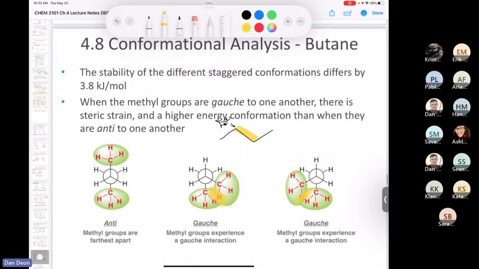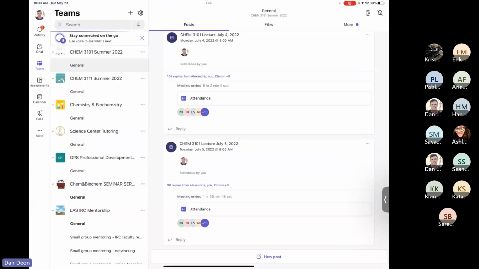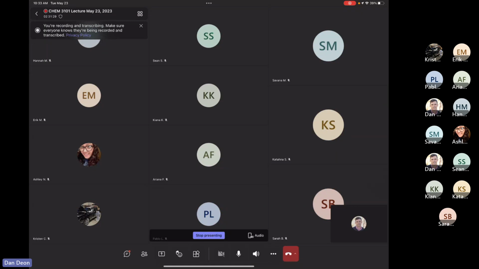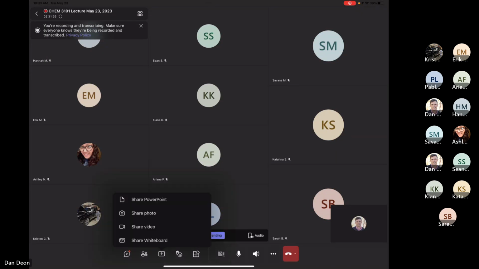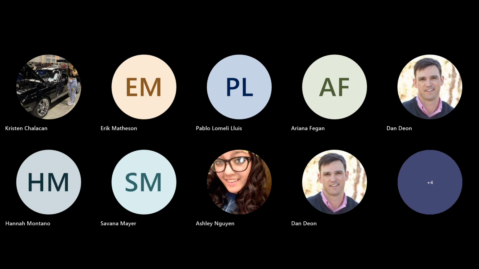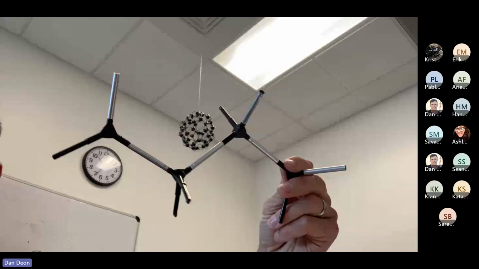So I'm going to go back to the screen one more time, my butane molecule. Just bear with me here. I'll switch back, and just let me build my model here. So share video. All right, so if I make a butane molecule like this, there's my butane molecule.